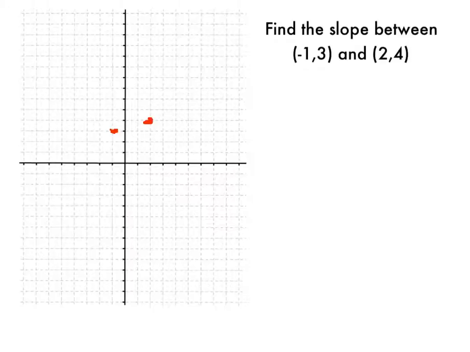When you're asked to find the slope between them, remember that the letter M is what we use to designate slope, and the slope of a line is the ratio of rise over run.